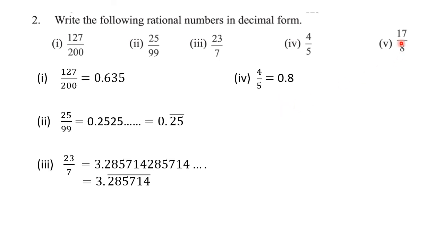Fifth one, 17 divided by 8. So 8 we can write as 2 into 2 into 2. So again here also the division is terminating. When you divide 17 by 8, your answer is 2.125.